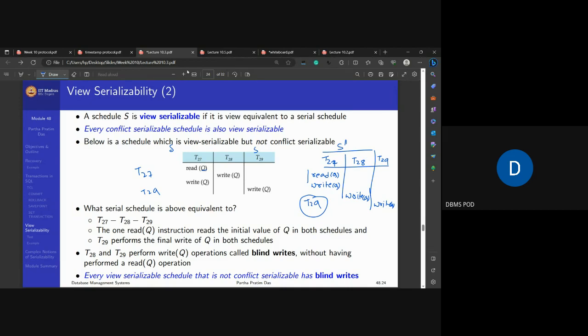So we can say that this is view serializable. If it is view equivalent to a serial schedule, then it is view serializable. So view serializable is clear for everyone.